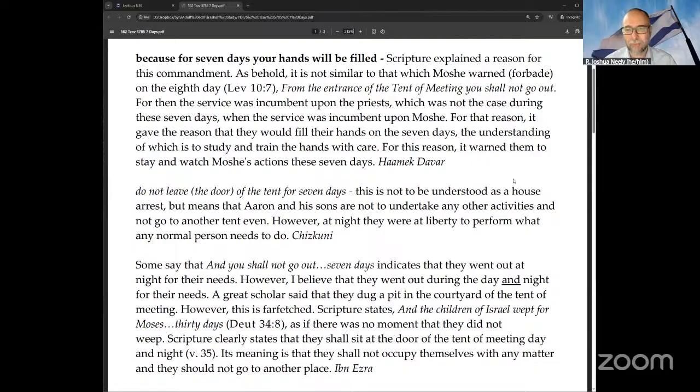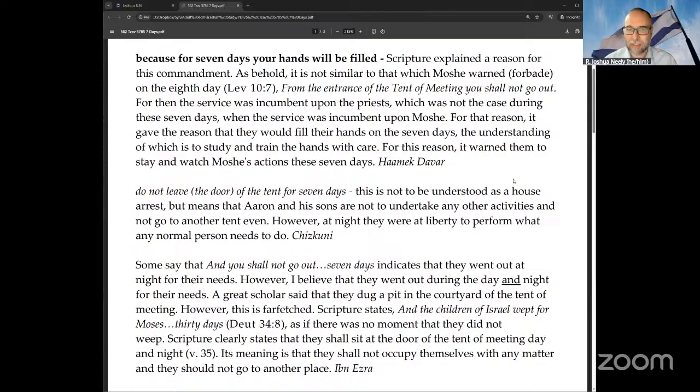They were not inaugurated. Therefore, whatever reason there was in chapter 10 for them not leaving cannot be the same reason for why they weren't leaving here. Because right now, the service falls on the shoulders of Moshe, not upon Aharon and his sons. Therefore, for that reason, it gave the reason that they would fill their hands on the 7 days. So that's why we have this extra phrase.